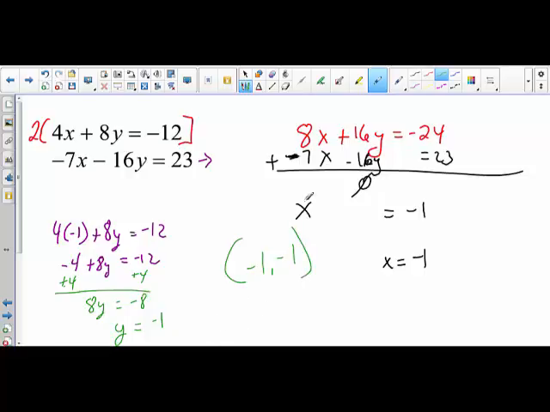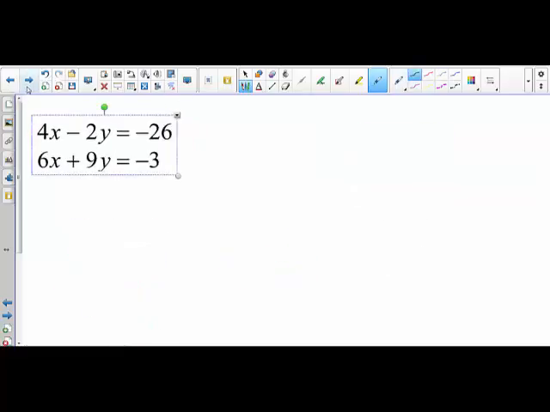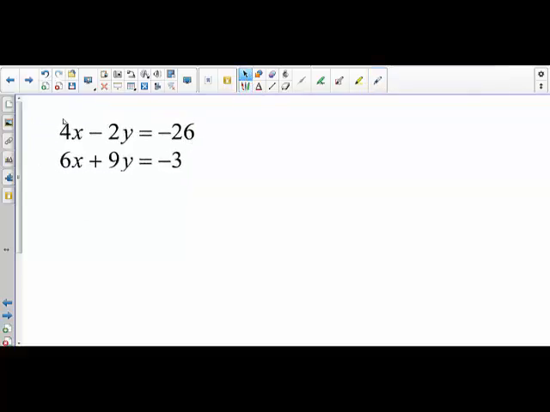Now let's work another example. In this example, let's look at our coefficients. I have a 4 and a 6, and I have a negative 2 and a 9. Really don't want to mess with the y's here. It's easier if I've got to multiply both of them to do the x's.